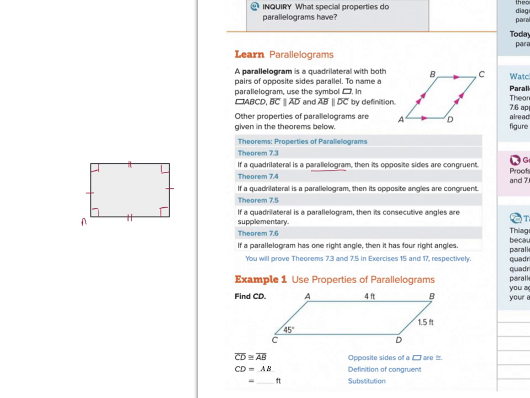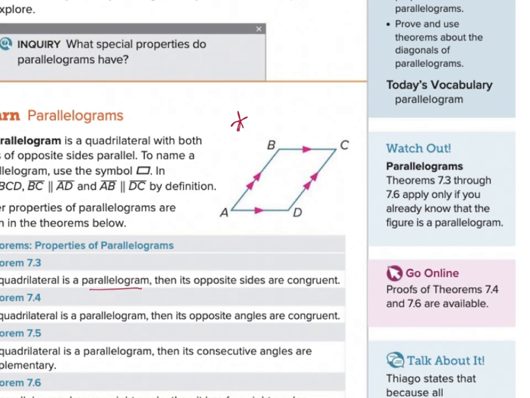Sure enough, if I label this A, B, C, D, I can see that angle A is congruent to angle C. You could say they're all congruent here, but the opposites are congruent, and that's what's important. Angle B is congruent to angle D. Looking at this, angle A is congruent to angle C, and angle D is congruent to angle B, and that would be opposite angles are congruent.